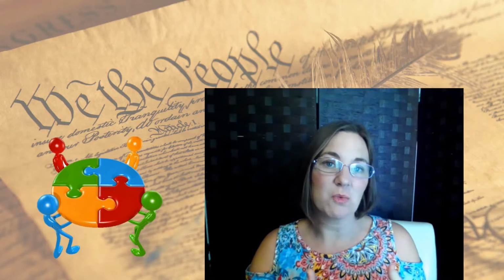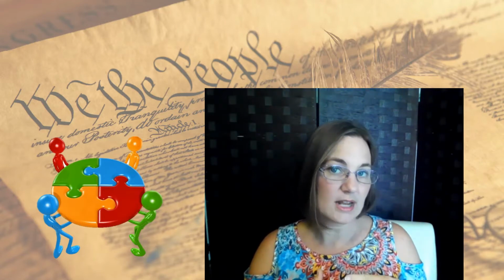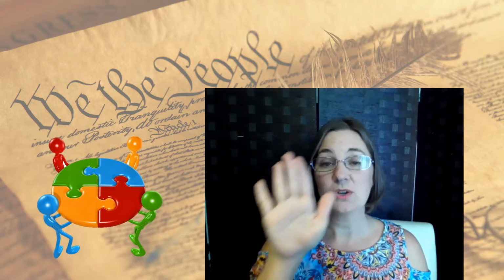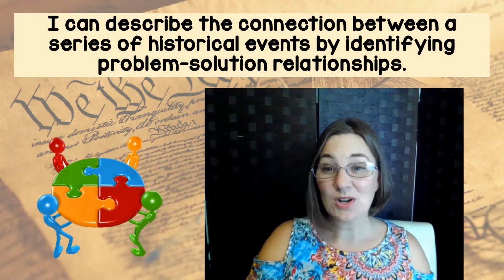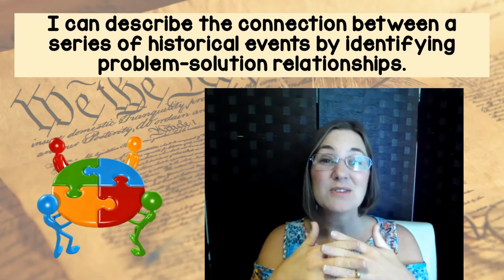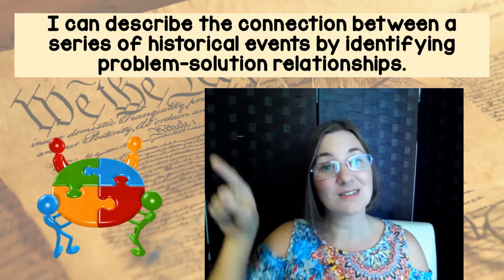We learned yesterday that when writers write about historical events, they can tell us about the ideas and connect them in special ways. Yesterday, we learned that sometimes the ideas can be connected in time order words, like what happened first, what happened next, and what happened last. Today, we're going to learn that they can be connected in another way. Sometimes historical events can be connected by using problem and solution.